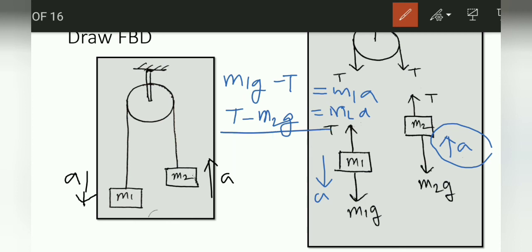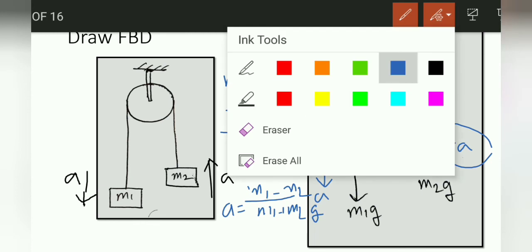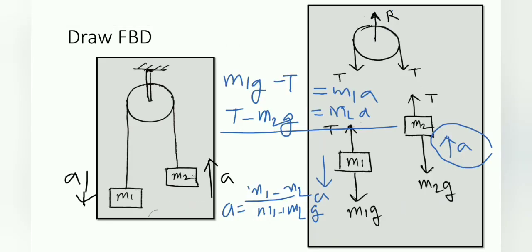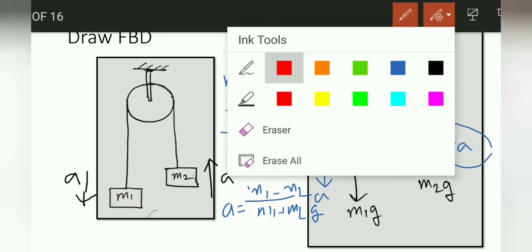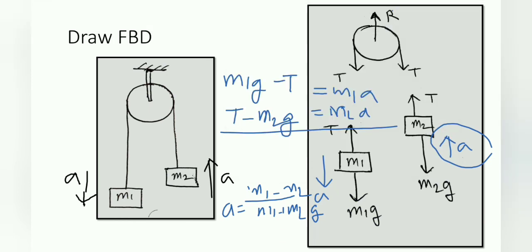Now by solving these equations, if we add them, we will get acceleration is equal to M1 minus M2 by M1 plus M2, into G. So this is how we can find the acceleration, and if we put the value of A here, we will get the tension also, that is T. And if we are asked to find the reaction force R, say this reaction force, then R is equal to 2 into T, because T and T are downwards, R is upward, and this is not moving anywhere, so R will be 2 into T.